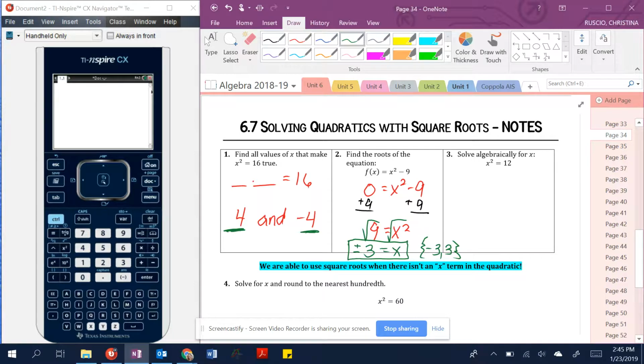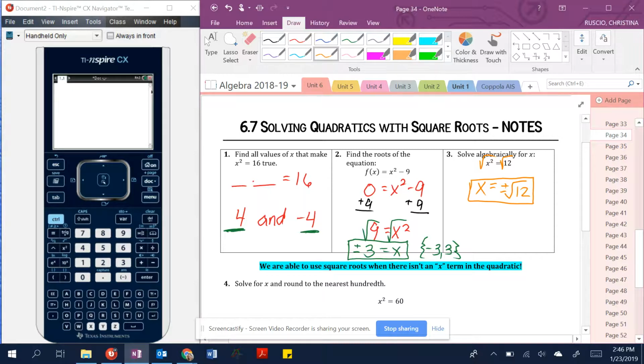All right, now number 3, solve algebraically for x. So x squared is equal to 12. Hey, this is pretty cool. I can just take the square root of both sides, but this is kind of gross. X ends up equaling, well, the square root of 12 is not... that's making me uncomfortable. It's not factorable. I don't know what to do here. Well, I guess I could just put a plus or minus and leave it as radical 12, so I make sure that I keep it exact.